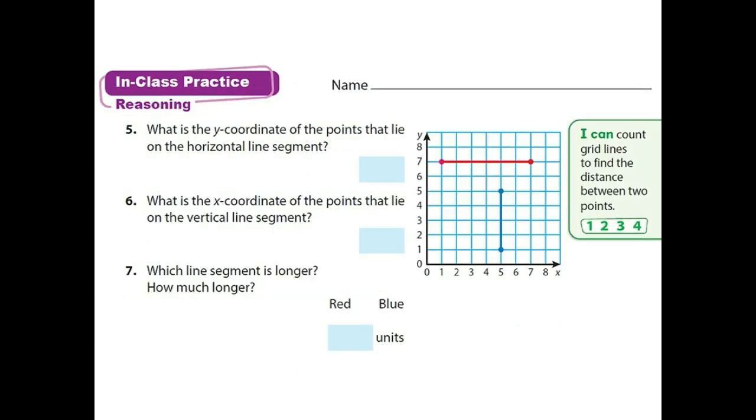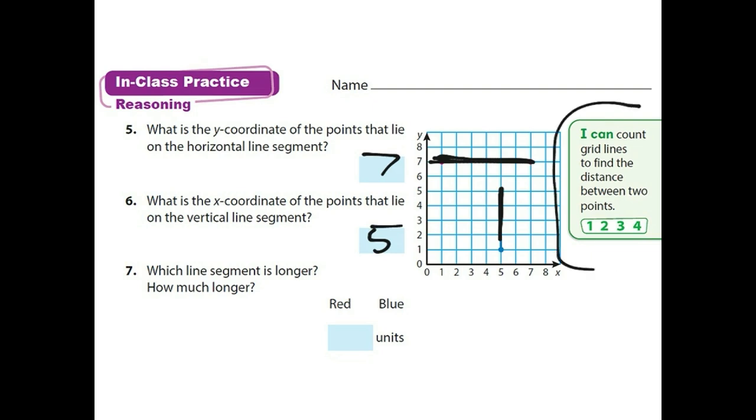Going on to number 5, it says, what is the y-coordinate of the points that lie on the horizontal line segment? So this line segment. Go ahead and write that down real quick. Yeah, it's 7. And then number 6 says, what is the x-coordinate of the points that lie on the vertical line segment? So these coordinates, what would those be? That's right, it would be 5.